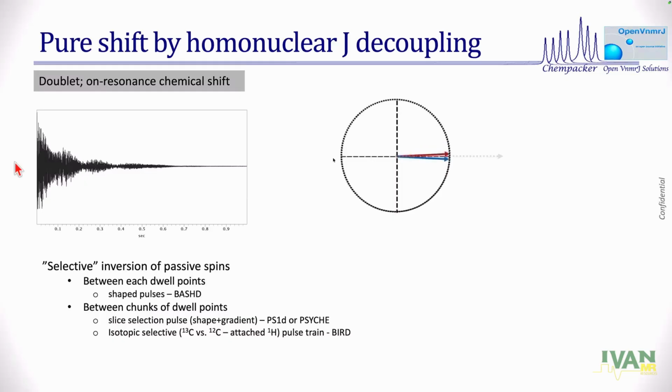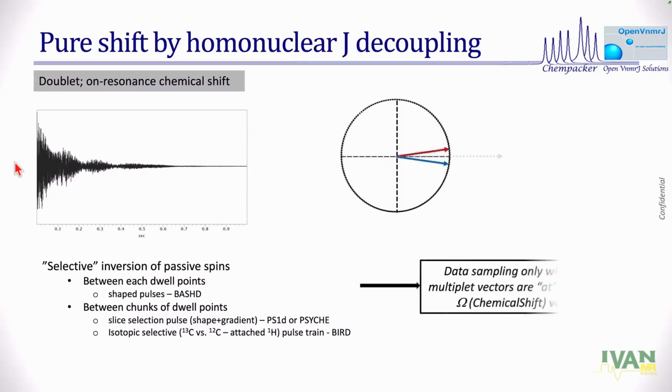That is achieved either using shaped pulses like in the good old BASH sequences, or in a much more fanciful and more powerful way, doing slice-selective pulses between chunks of dwell points. It doesn't have to be between dwell points, between chunks of data acquisition, as in PS1D and the very popular PSYCHE experiments, or part of that, or using isotope-selective pulses like the BIRD pulses in pure shift HSQC. Essentially, all of this is to make sure that we detect.